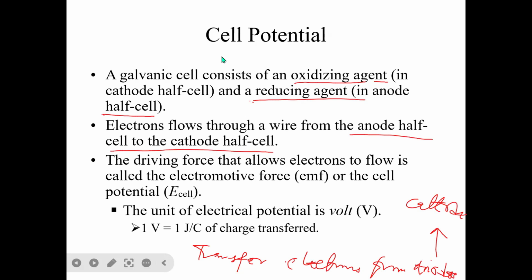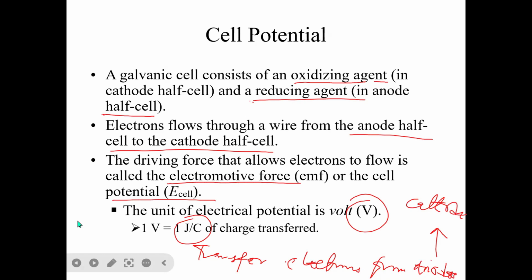So the driving force that allows electrons to flow from the anode to the cathode is called electromotive force, or cell potential, and it has a unit. The unit for a cell potential is volt, which is exactly the same as joule per coulomb. So 1 volt is the same thing as 1 joule per coulomb. So that is what you call a cell potential.